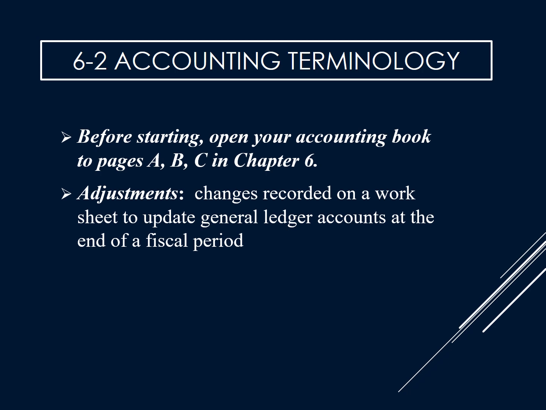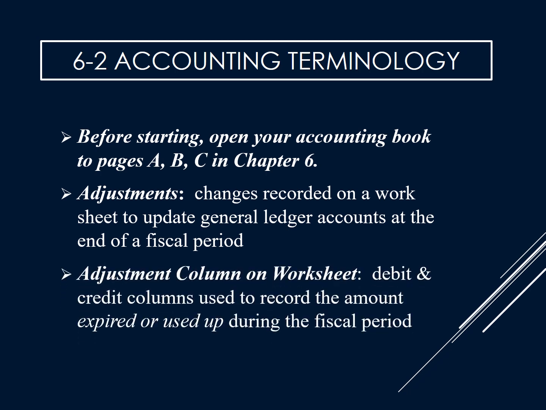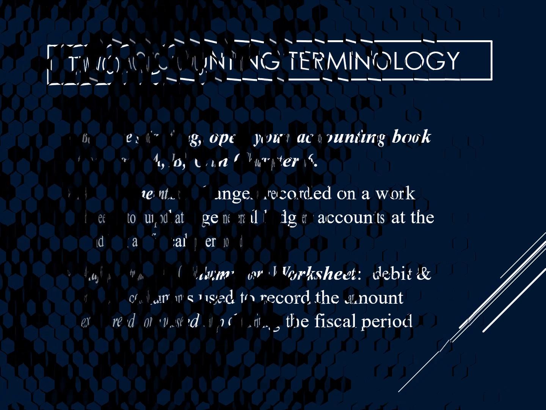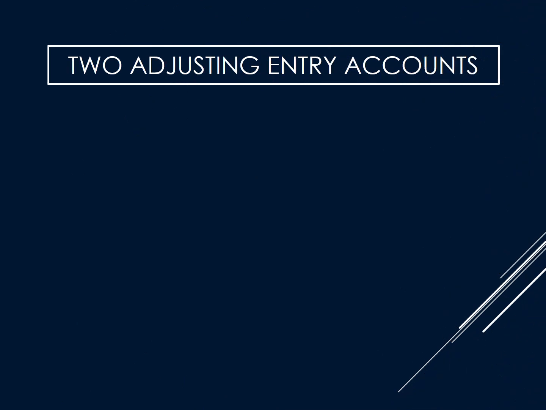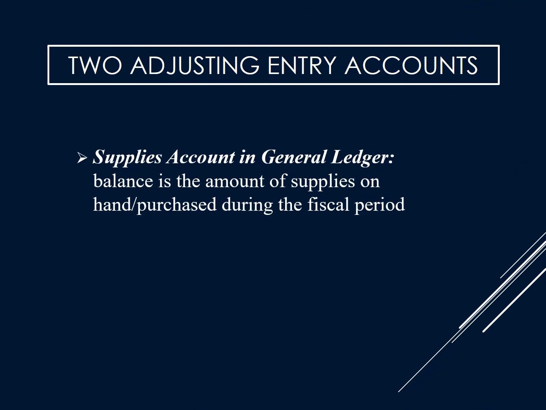Now, looking at some adjustments. Adjustments are changes that are recorded on a worksheet to update the general ledger accounts at the end of a fiscal period. The adjustment column on the worksheet has a debit and a credit column that is used to record the amount expired, or what we say used up, during the fiscal period. There are two adjusting entries for this chapter.